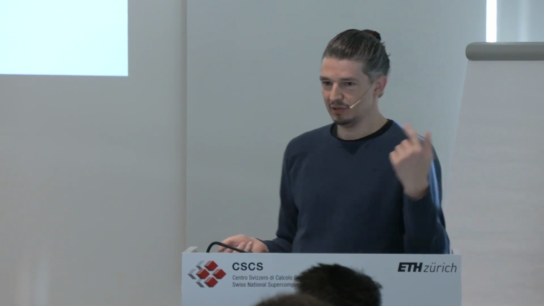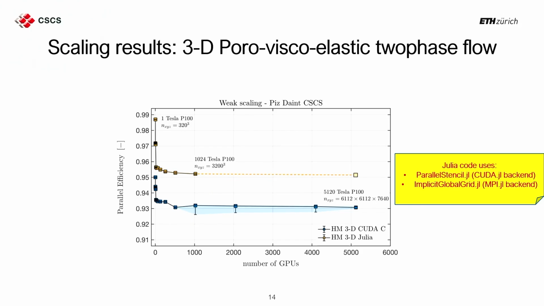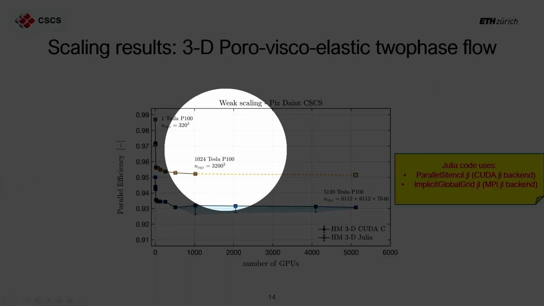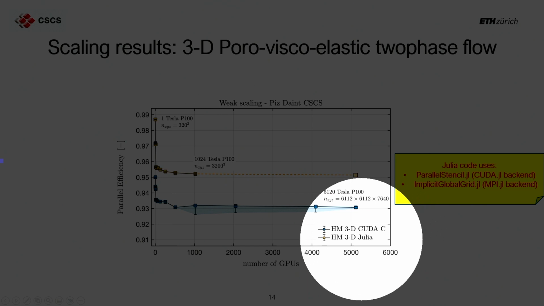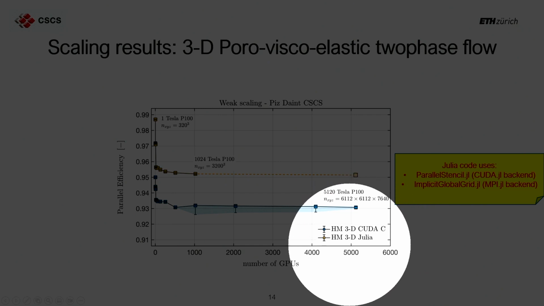I showed you yesterday some scaling, and here I have some more. Yesterday I showed you some on the LUMI ice sheet flow solver, and here we have another one, parallel scaling on Piz Daint from some years ago already. This was a 3D poro-viscoelastic two-phase flow, and here we have made a comparison between a CUDA and a Julia solver, right?